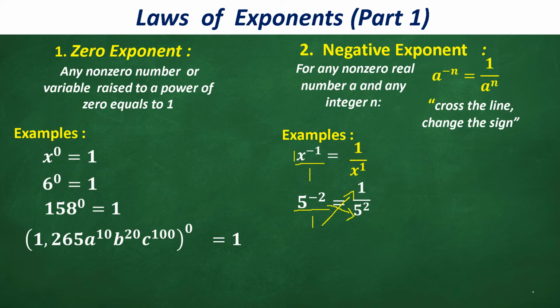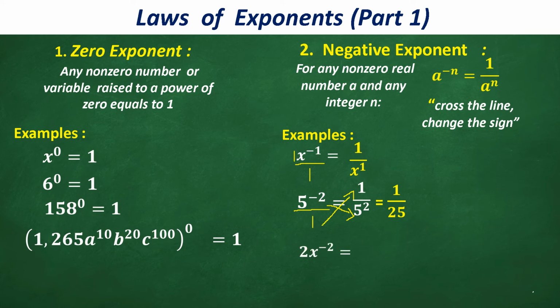So, hindi pa dito tapos because we have to simplify 5 squared. Because for your final answer, it should always be in the simplest form. Okay? So, 5 squared. Ano ba ang 5 squared? Dalawang beses natin i-multiply si 5 sa kanyang sarili. So, 5 times 5 is equal to 25. That's why for our final answer is 1 over 25.